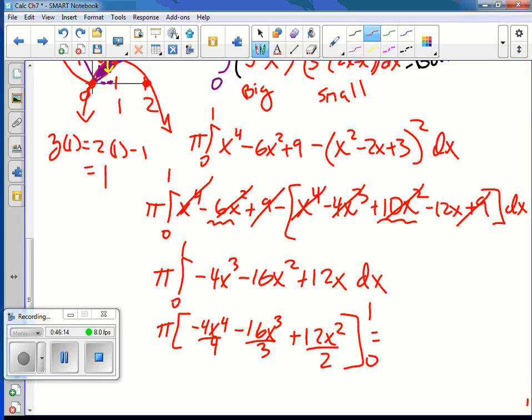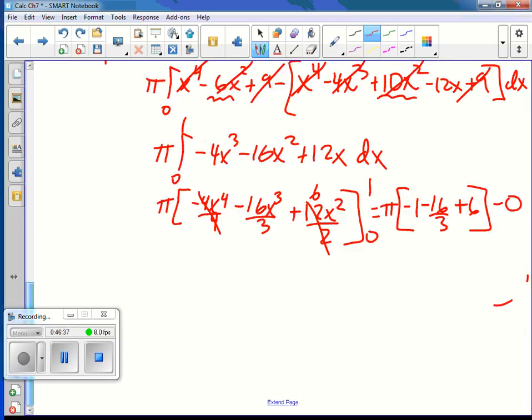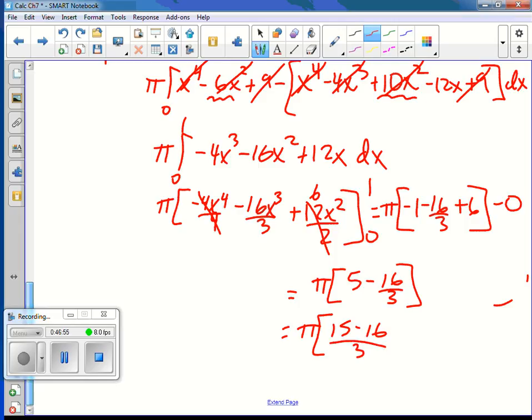So this really just gives us pi times these fours cancel, so that's just going to give us negative 1. And that's going to just give us minus 16 over 3. This is 12 divided by 2, which is just 6, so that's just going to be a plus 6. And of course, minus 0. And let's see what else we got here. 6 minus 1, that gives us 5. So that's 5, and let's see what else we got here.